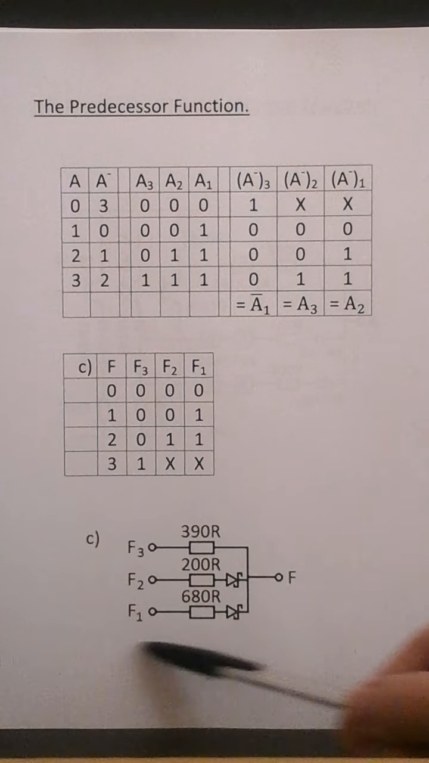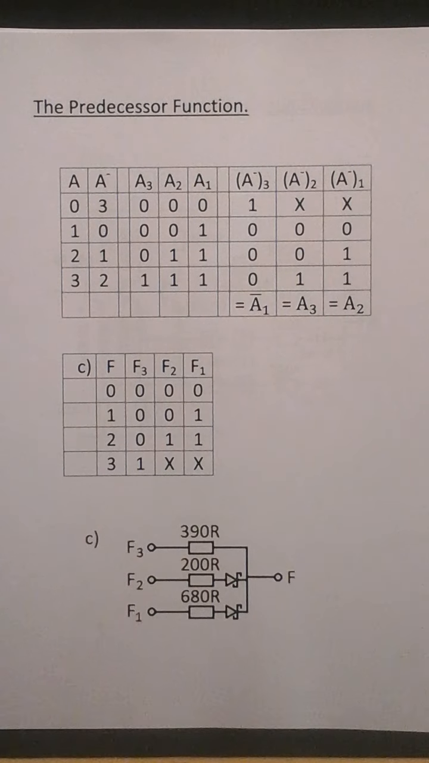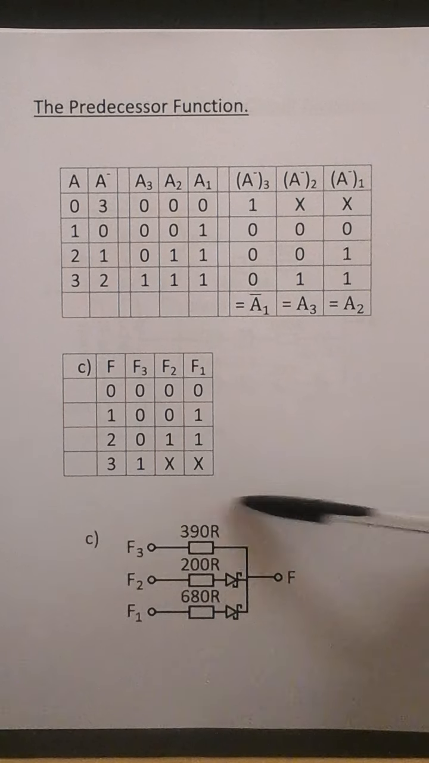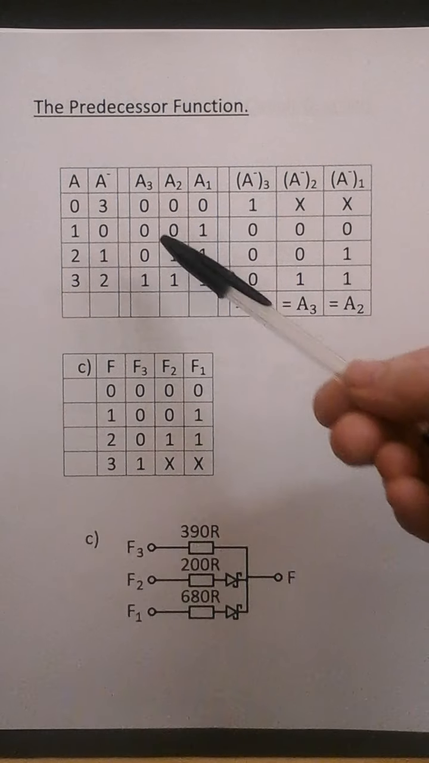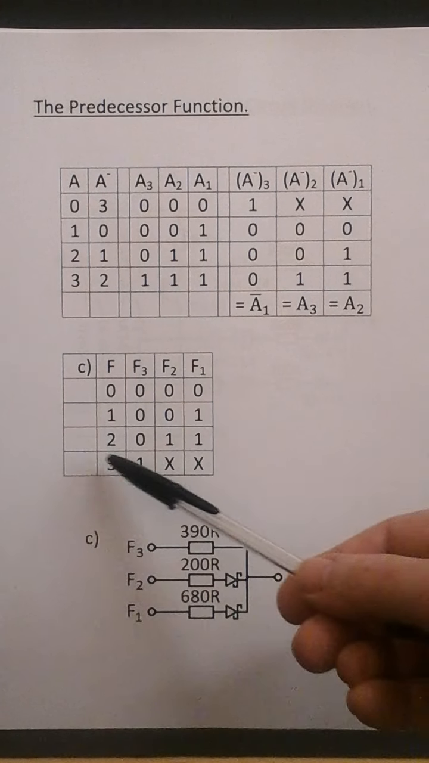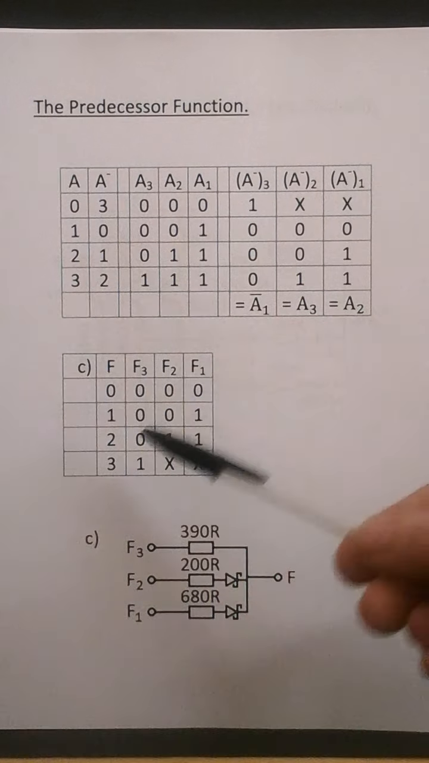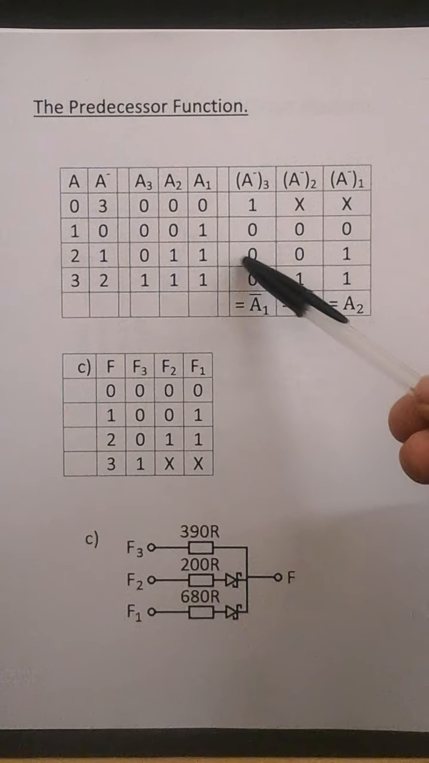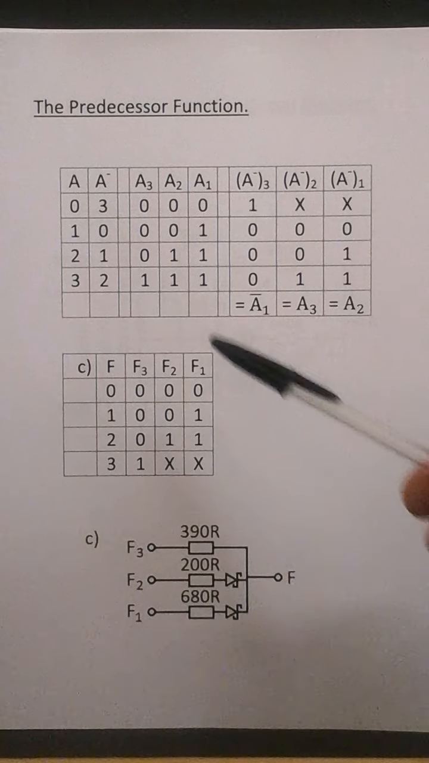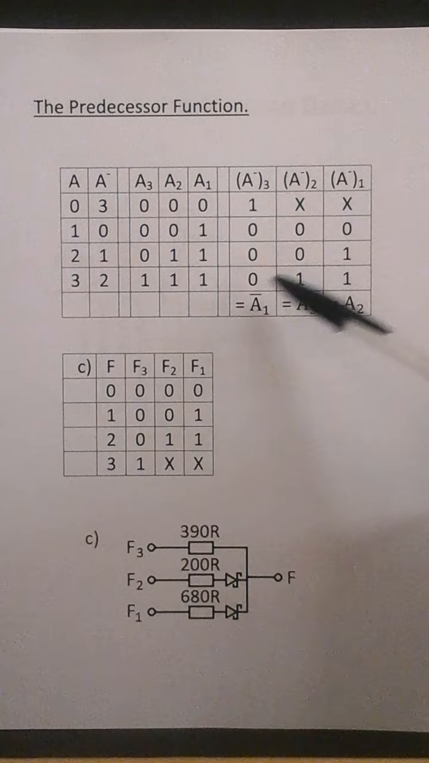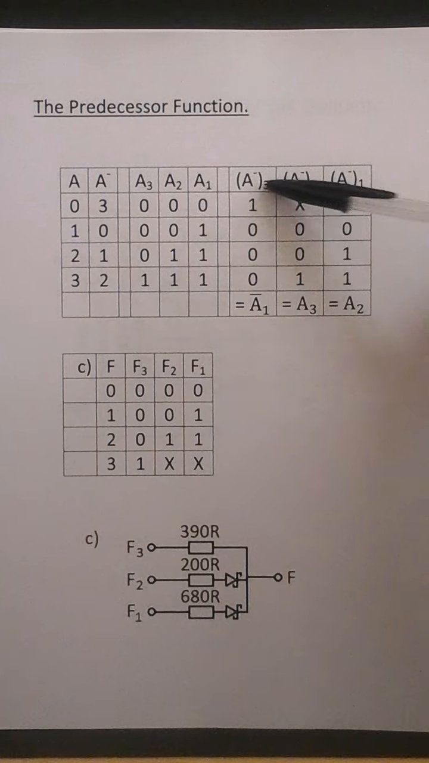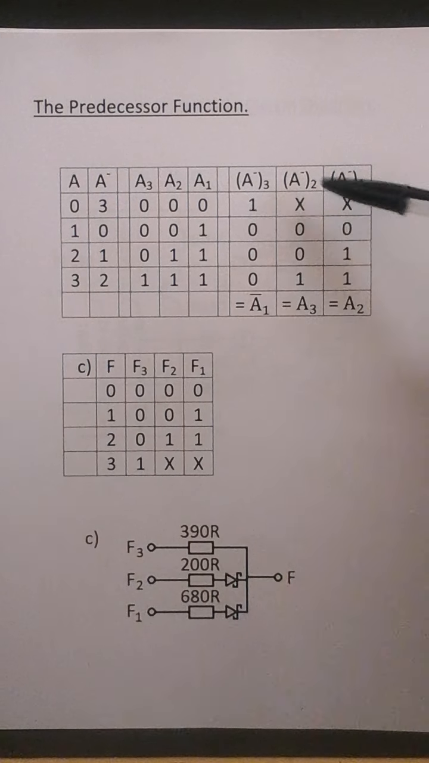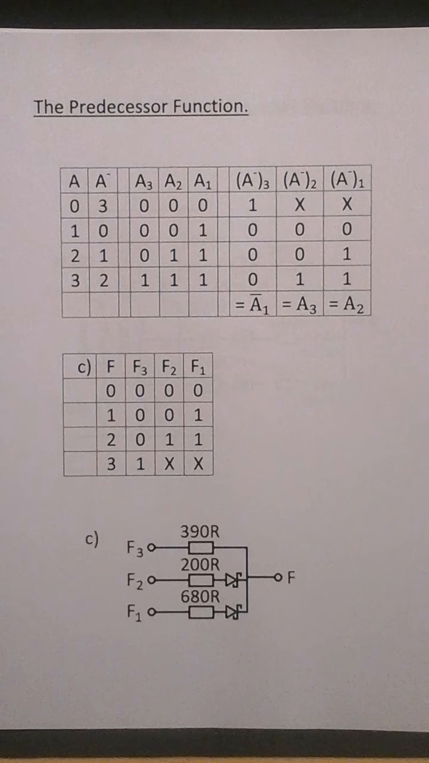So I'm using resistor diode resistor network C for it. This is the coding for F, F1, F2, F3 for this resistor network. So for an output, 3 is a 1xx. 0 is a 0, 0, 0. 1 is a 0, 0, 1. And 2 is a 0, 1, 1. So A minus 3 is not A1. This is equal to A3, not A minus 2. A minus 1 is equal to A2.